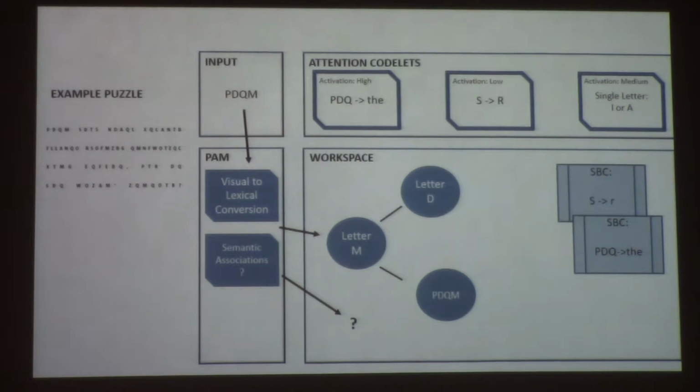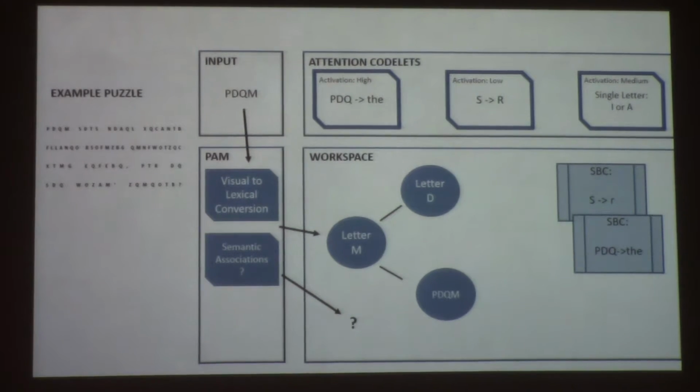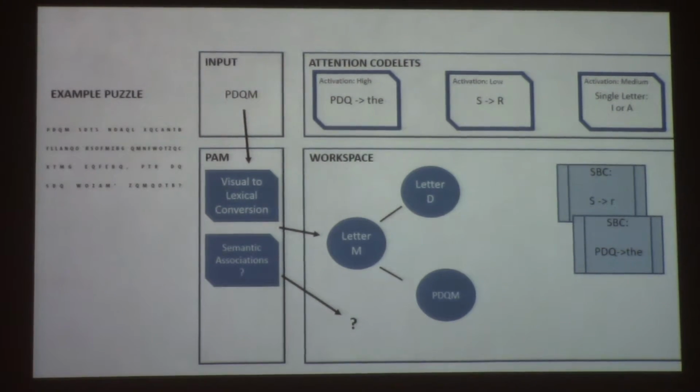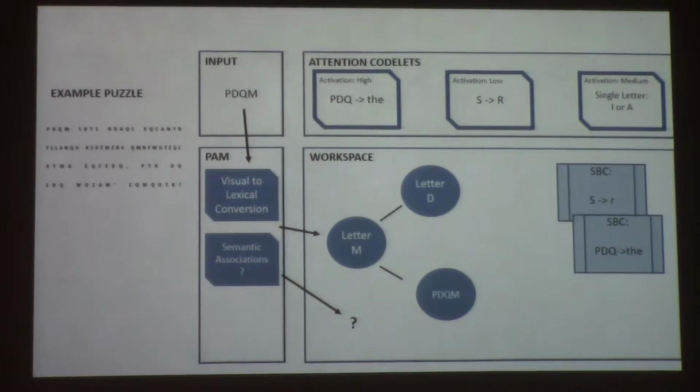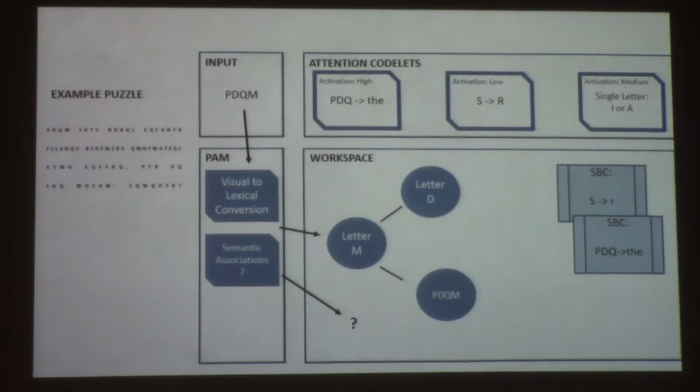In the workspace, the structure is saying, I'm going to change M to D and make that assignment. That's the option. The lexical token, I can't read it. PDQM. So what is the structure representing in the workspace? I think I just missed it.